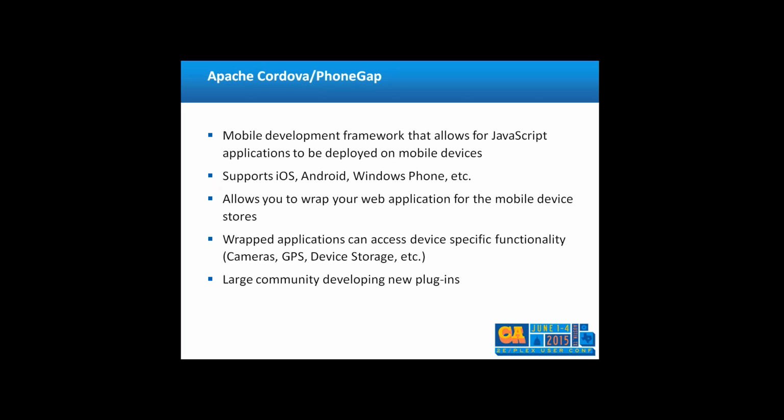So basically, this is a mobile development framework that allows for the JavaScript application to communicate with the actual mobile device and a lot of the device-specific things. It supports iOS, Android, Windows Phone, BlackBerry, a bunch of others that I've never even used. So it's very highly supported. Use it to wrap your application and then deploy it to the store. The wrapped application can access device-specific functionality: global positioning, cameras, device storage, the microphone, a lot of different things.